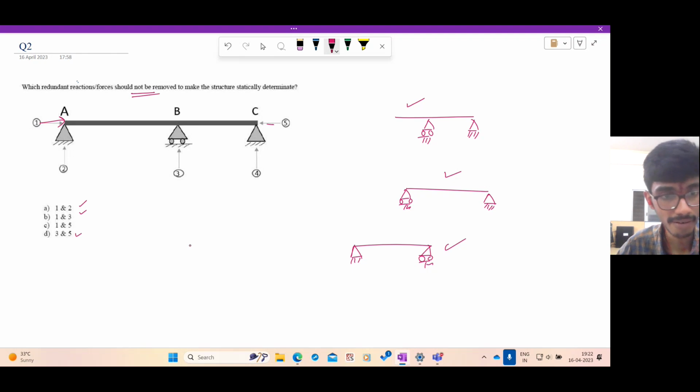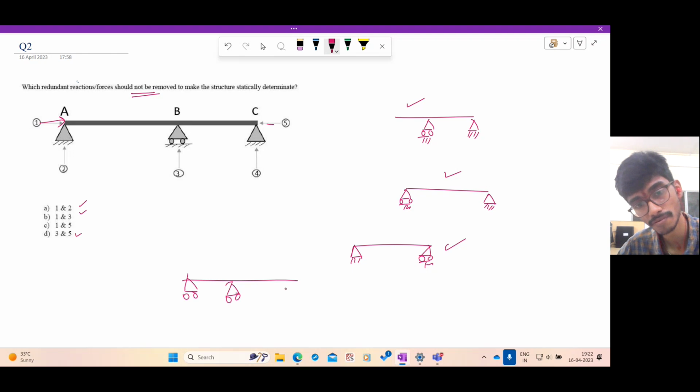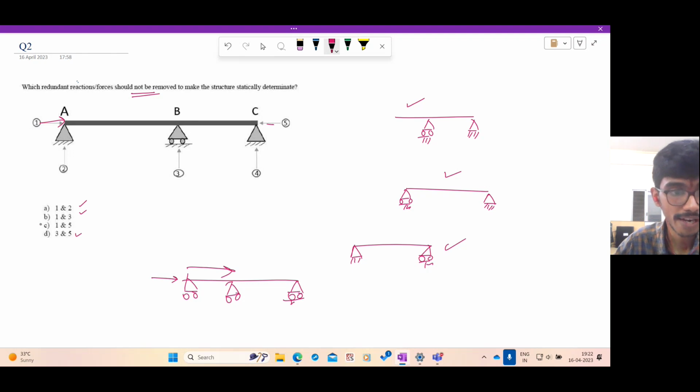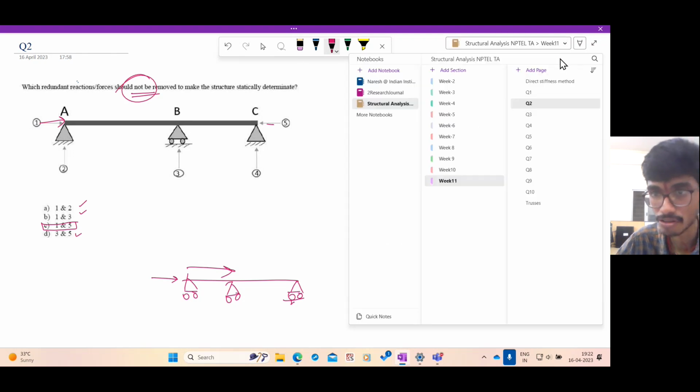If you remove 1 and 5, then you get this. So if you apply even a small horizontal force, this is going to accelerate in this direction. So you cannot remove 1 and 5. So the correct answer is 1 and 5. It should not be removed. Now let's go to the next question.